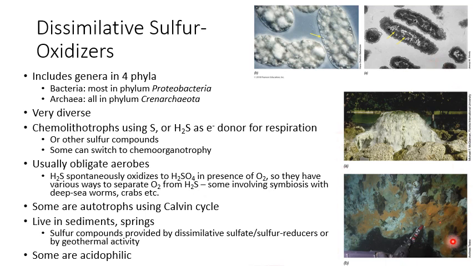So here you have a couple examples of their living environments. This would be a spring, and this is a deep sea vent. And you can see all these kind of colorful stretches of the rock. Those are actually mats of these sulfur oxidizing bacteria.